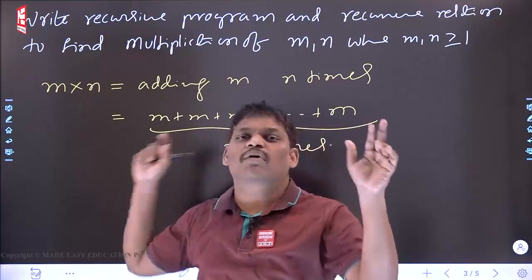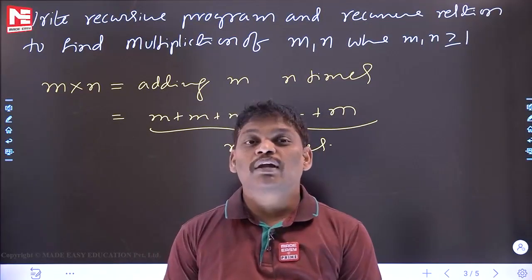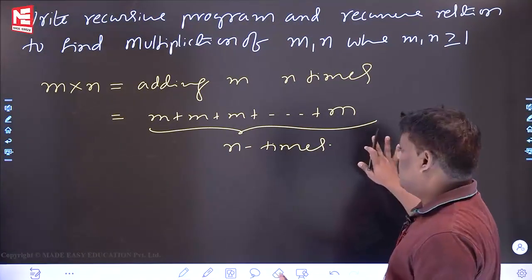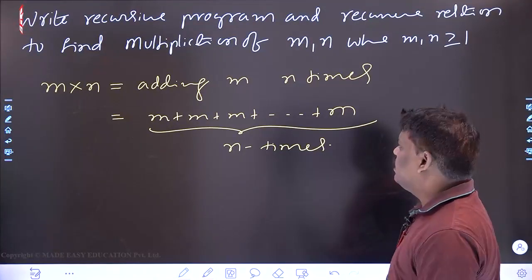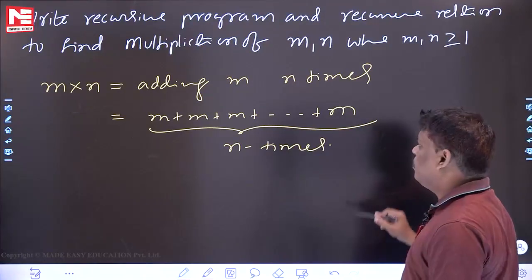Whenever someone says from now onwards, write the recursive program to this problem, what is the answer? You have to find out one logic. The logic is going to be adding m, n times. This is the logic I wrote also. Depending upon the logic, time complexity and space complexity will differ. Please be careful. One logic I wrote.